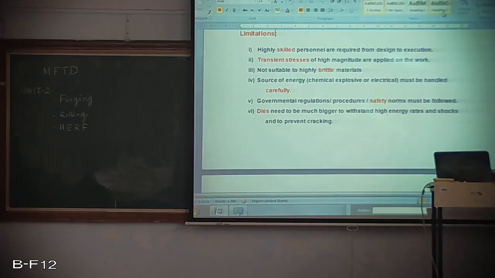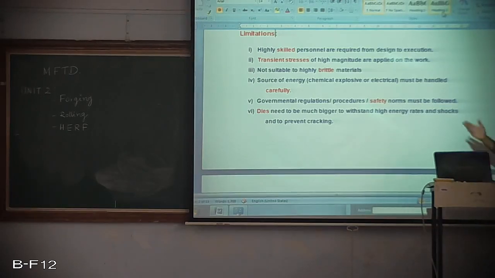And the source of energy is either chemical, an explosive, or an electrical capacitor. Remember that we are talking of a large amount of energy which is going to be applied in a very, very short duration of time. So extra care and precaution has to be taken in designing and operating these systems, and one can expect that proper safety norms laid out by the government authorities are followed while executing these processes.